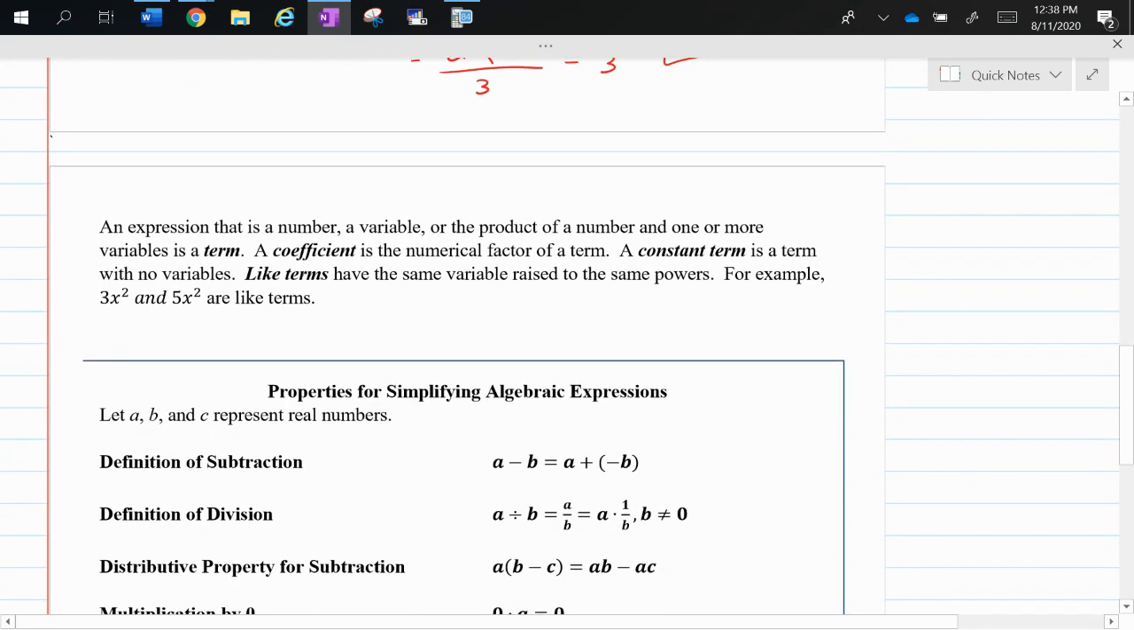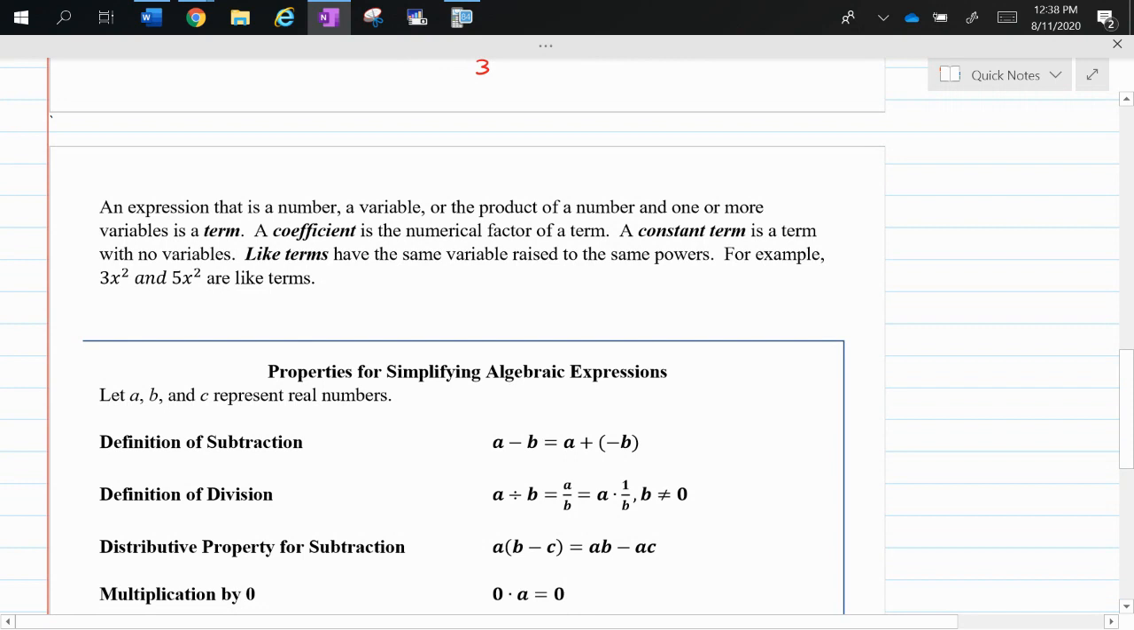Okay, an expression that is a number, a variable, or the product of a number and one or more variables is called a term. A coefficient is the numerical factor of the term. So for example, 5x is a term. The 5 is the coefficient. A constant term is a term with no variables. So for instance, 10. 10 is an expression with no variables. That is called a constant term. A constant is a number.